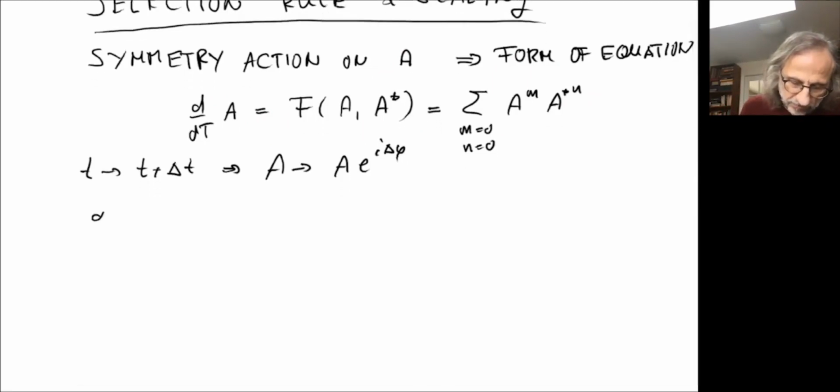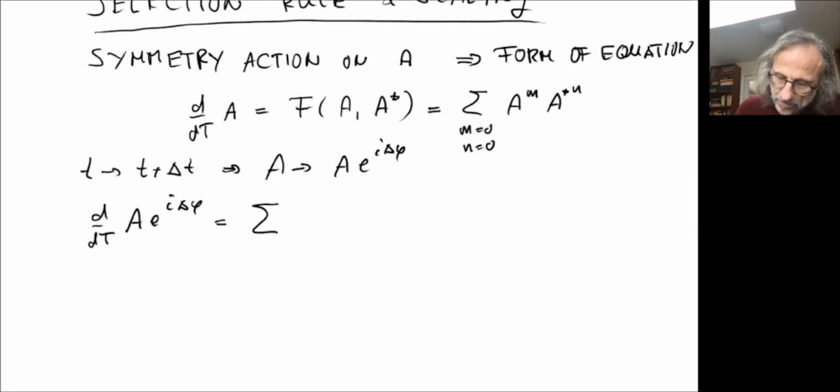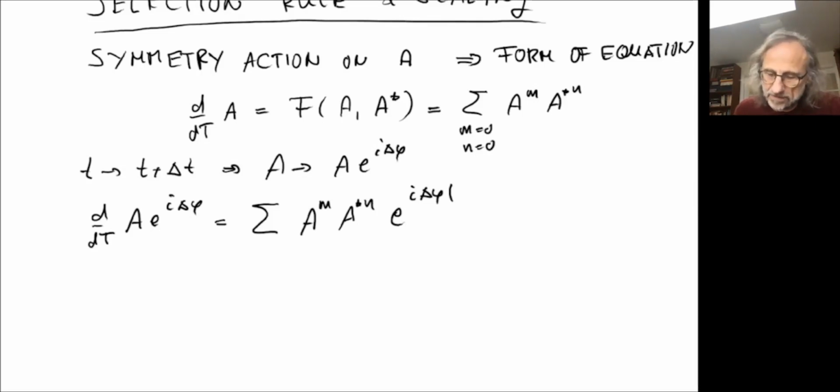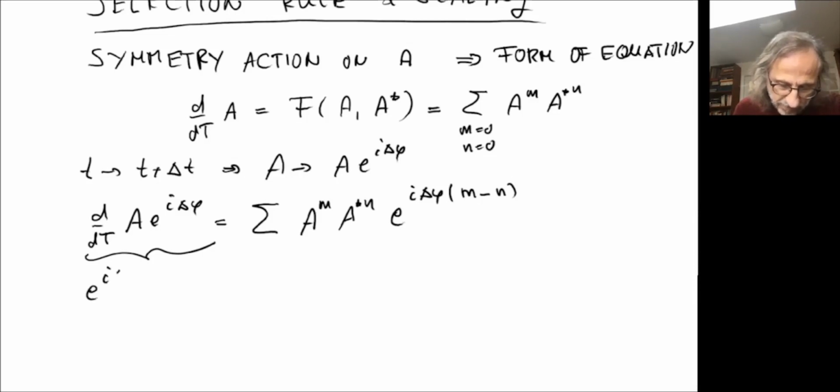We get the time derivative of A times e to the i delta phi is equal to the sum over A to the mth power, A star to the nth power, and then we get a whole bunch of delta phi's, right? For each power of A, we get a plus, so we have a plus m, and A star transforms the other way around, of course, because it's a complex conjugate, so we have m minus n here. Of course, because delta phi is a constant, the left side is the same as e to the i delta phi dA by dt.